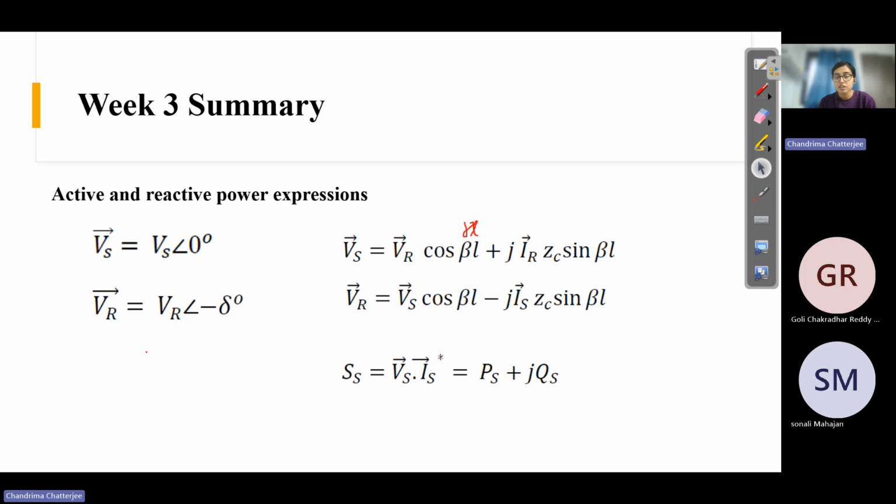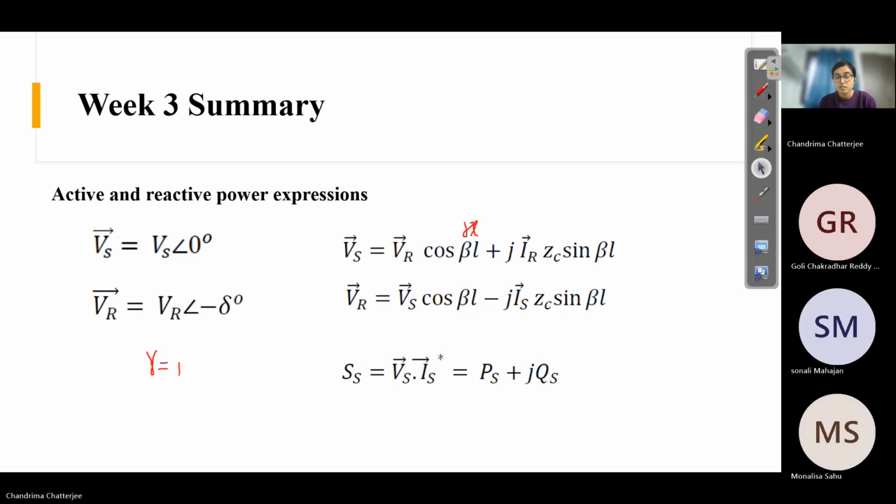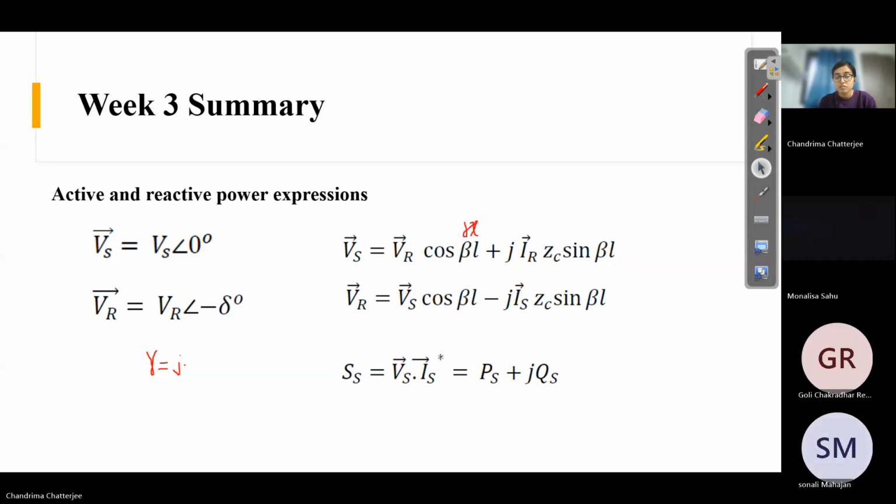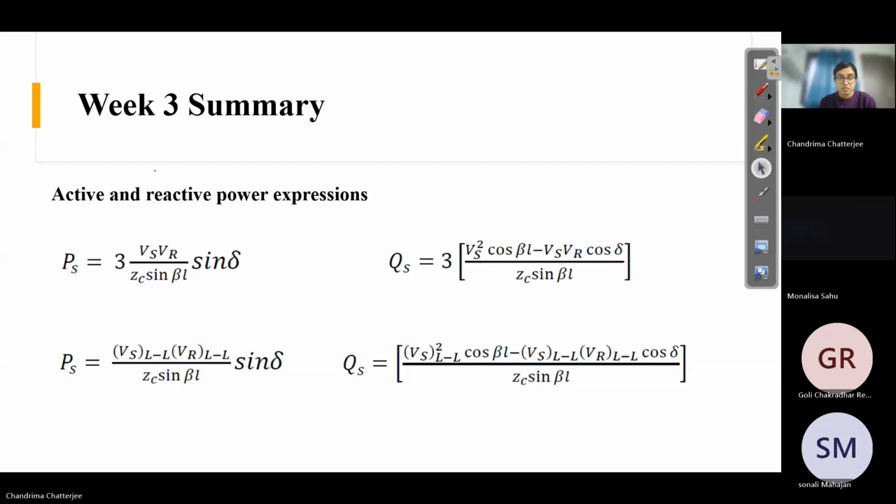So when the line is lossless, gamma becomes j beta. That's why we are writing beta L directly. After the simplification, you will find the sending end power PS like this.